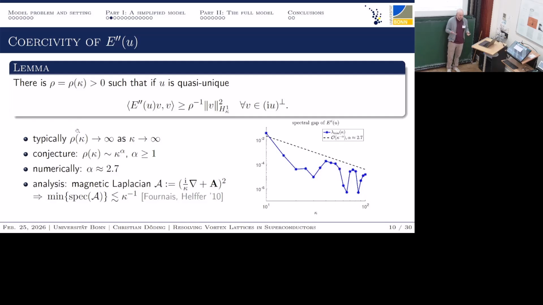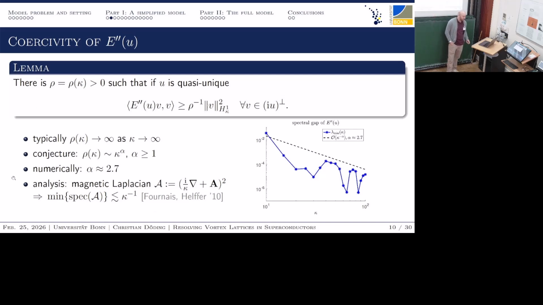This is what we just observe numerically from our experiments, and we conjecture somehow that this scales with some power in kappa. But we are not aware of any proof or rigorous justification of this fact. However, what I did here is I computed the spectral gap of the second derivative, in dependence of kappa, for certain minimizers, and you see that it actually decays here. And if I fit this data, I observe something like it decays with 1 over kappa to the power 2 or 3. Yeah? We just have to keep this in mind, that this rho here gets very large as kappa gets large.